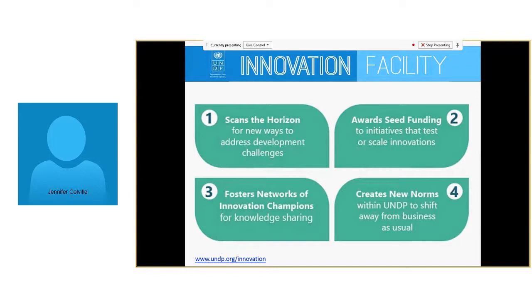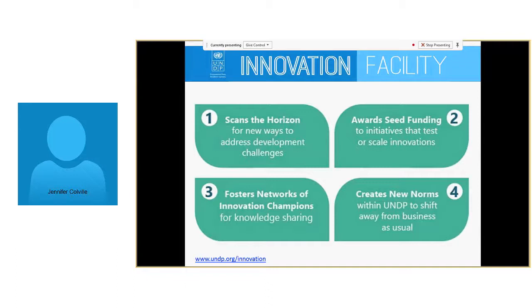I wanted to spend a couple of minutes just introducing the innovation facility. Again, I apologize if Wilmer and Fernando have already described it, but I think it sets the context well for going into discussion about data innovation.